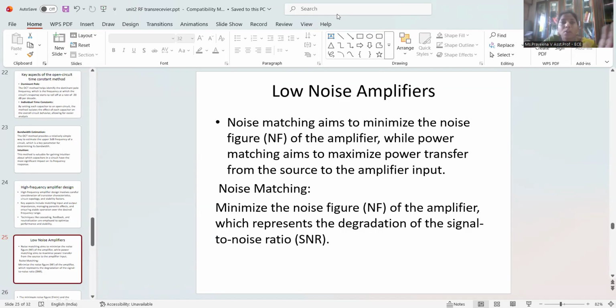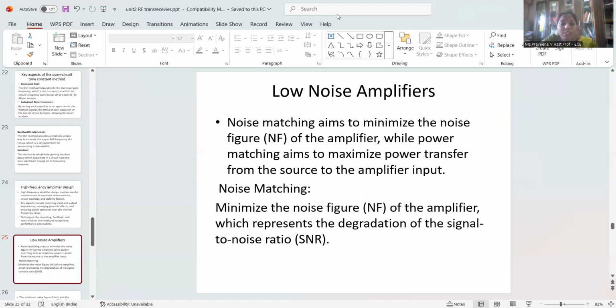Noise figure we can simply call it NF. These are the main objectives, but they are different, and designers must find a suitable trade-off between them, right? So noise matching is a process of selecting the input impedance of the amplifier so that the noise figure is minimized.